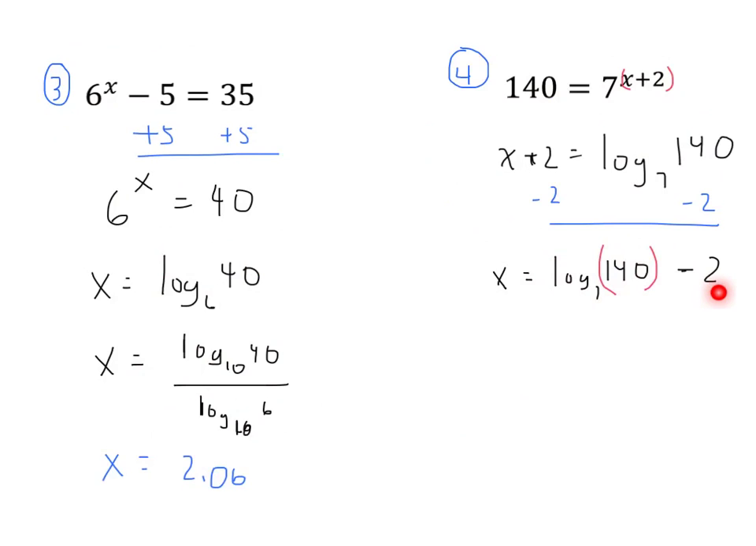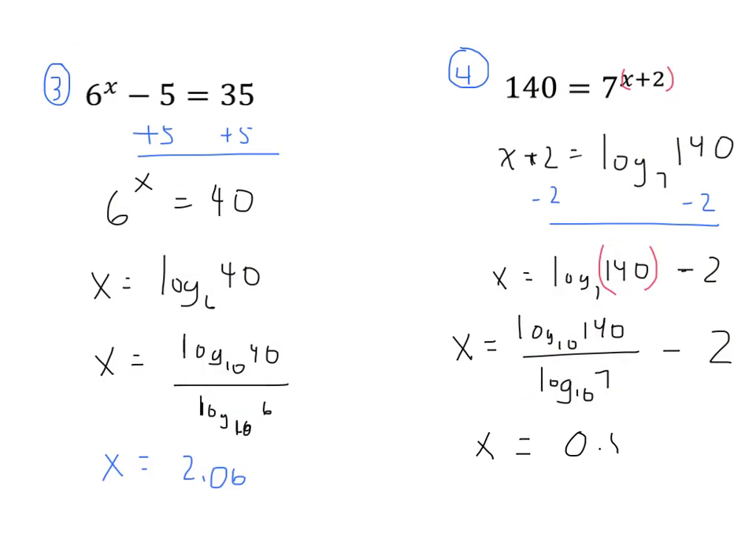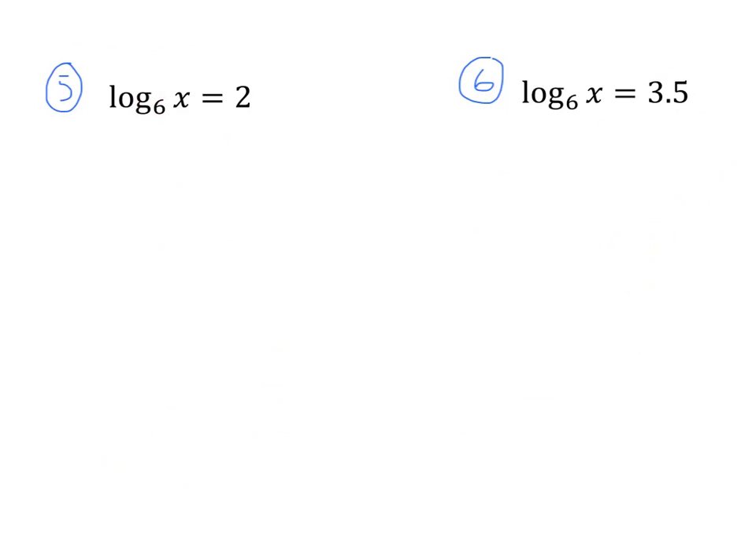So to actually compute this, we can use change of base again. This would be log base 10 of 140 divided by log base 10 of 7, minus 2. We'll use our calculators to calculate this in class, but that does come out to be about 0.54. All right, we're going to look at a few other ones.